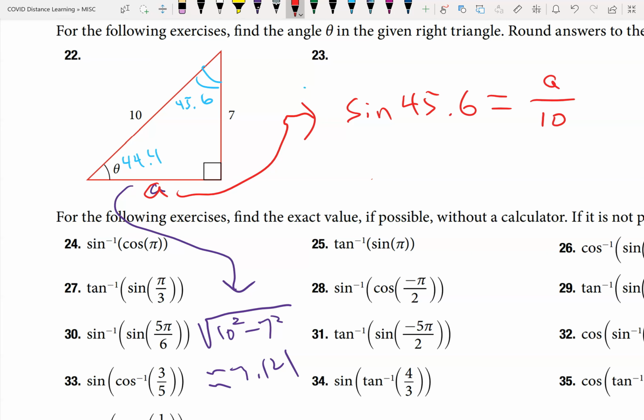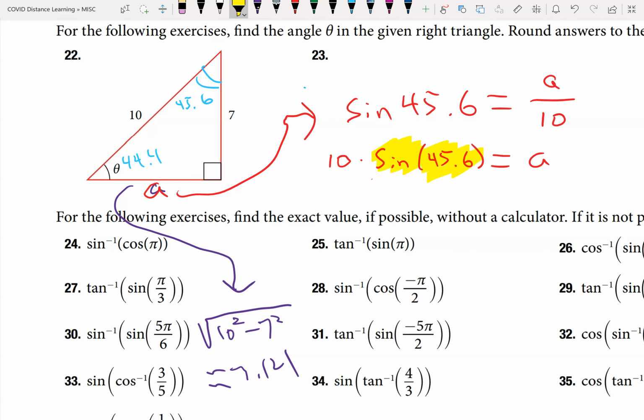I want to now solve for A. What should I do first? When there's a fraction involved, we can eliminate the fraction by multiplying by the denominator on both sides. Multiplying by 10 on both sides yields 10 times sine of 45.6. That is A. That's done. That is an answer. That is the exact value.